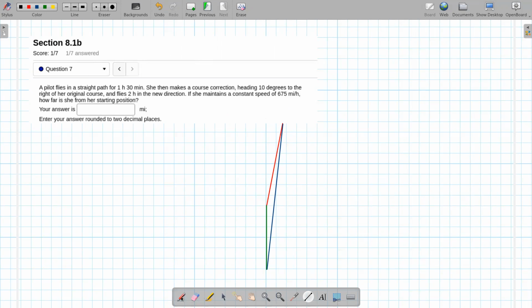So what do we know? So here I tried to mark off an hour and a half, and over here I tried to mark off 2 hours at 675 miles per hour. So this side right here is 1.5 times 675, right? Hours times miles per hour gives me distance, rate times time. And this red one is going to be 2 hours times that 675, right? Rate times time is going to give me that distance there.